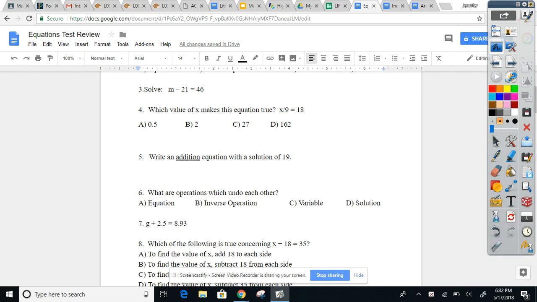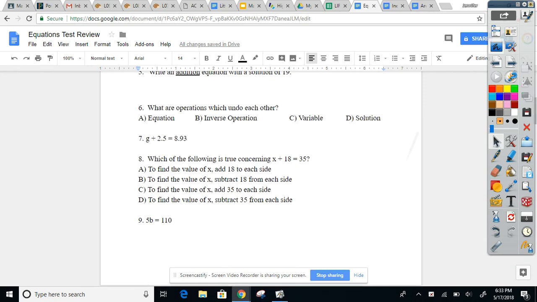Okay, write an addition equation with a solution of 19. Okay, so I want you to basically just write an equation where the answer equals 19. So it would be 2 plus something equals something, but I want you to plug in numbers, okay, with the solution to be 19, okay? So that could be an infinite number of solutions, so I'm not going to work that one out for you.